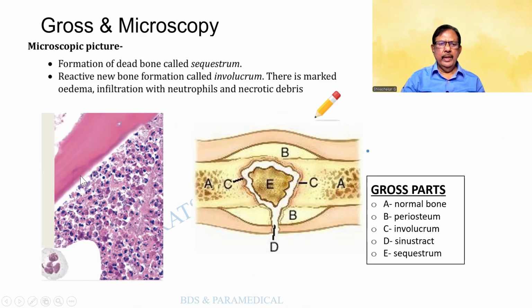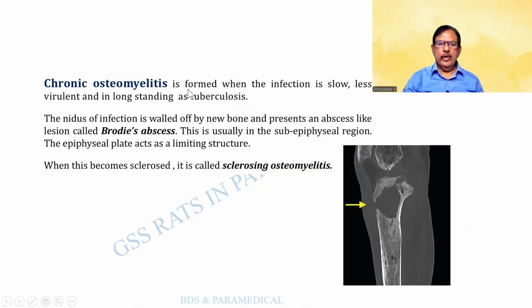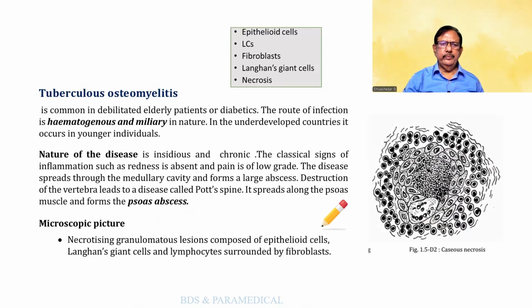Draw this one. And in acute osteomyelitis microscopy, please remember neutrophils will be there. Cells with irregular nuclei. In chronic osteomyelitis, radiologically it is called Brodie's abscess or sclerosing osteomyelitis. Whenever there is not a very severe infection, a subacute infection, this can happen. Also, it can happen in tuberculosis, etc.